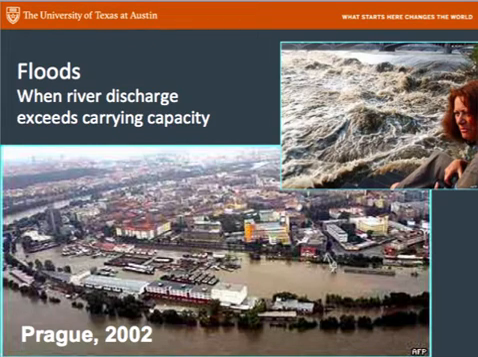So what is a flood? A flood, by definition, is pretty simple. It's when the discharge on the river is greater than its carrying capacity.